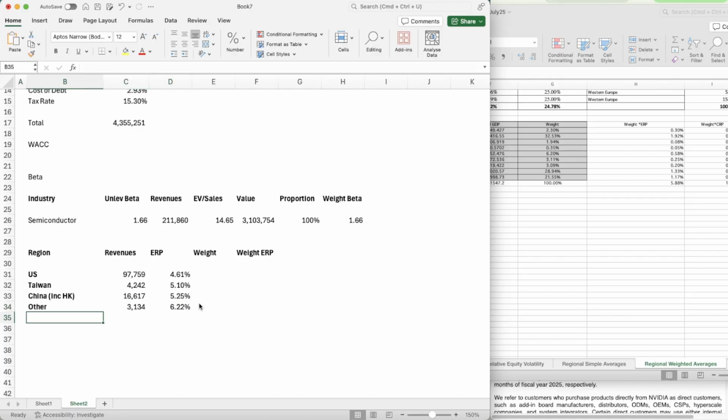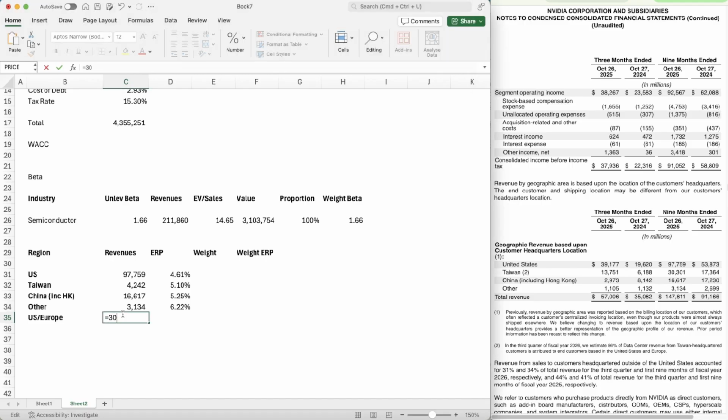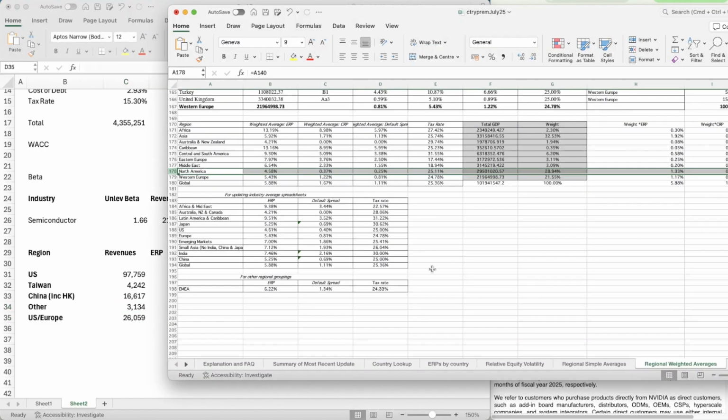Then we want this US, Europe. We'll do a blended one for that, and we're going to take this 3301 multiplied by 0.86. And the risk that we will put here is, let's just do a blended one of this. So if it's 4.61 for the US, Europe is 5.43. Let's just call it 5.